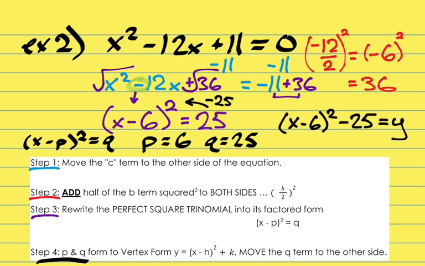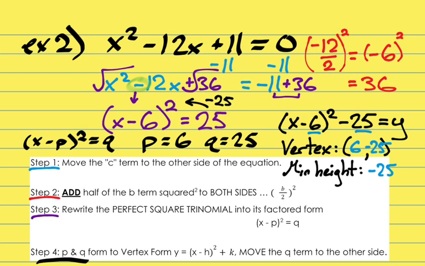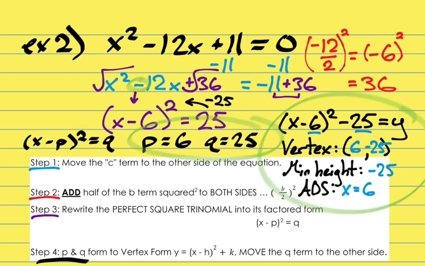This is what we'll get, and we now know the vertex is 6 and negative 25. Remember to take the opposite of the negative 6, since it's inside the parentheses. We know the minimum height is negative 25, and the axis of symmetry is positive 6.